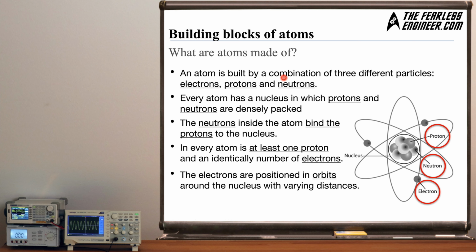Atoms are built out of a combination of 3 different particles, which are electrons and protons and also neutrons. You can see them in this little diagram here. You have the nucleus in the core. The nucleus is made up of protons and neutrons, and they are densely packed in this nucleus. The neutrons bind the protons to the core, to the nucleus. So protons and neutrons on the inside make up the nucleus.